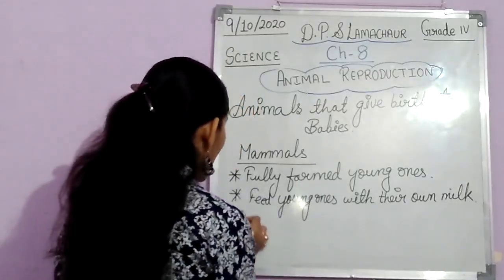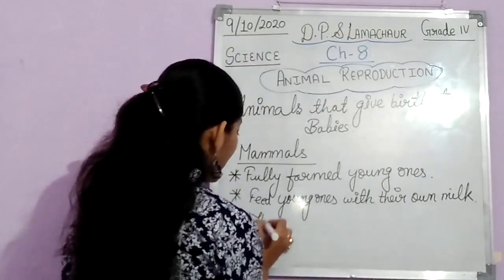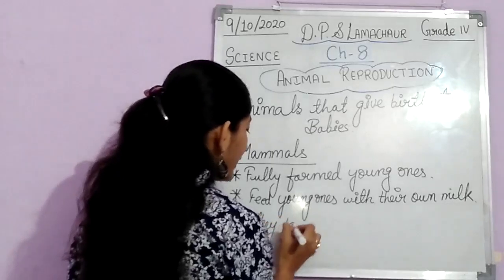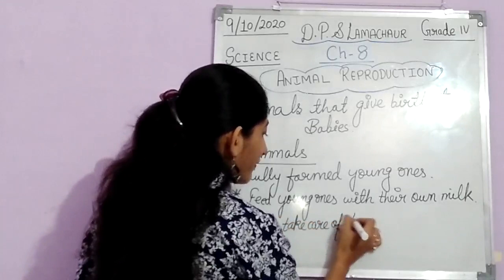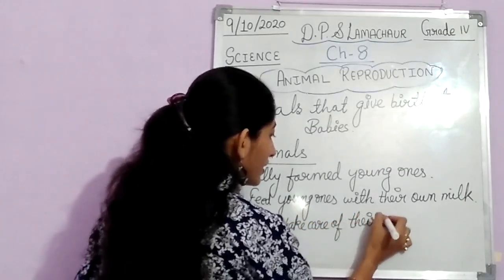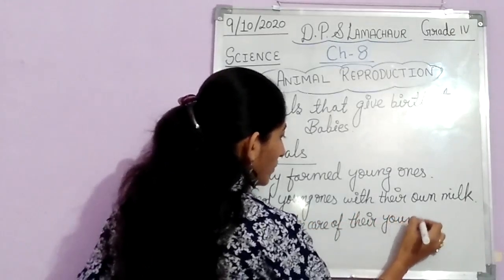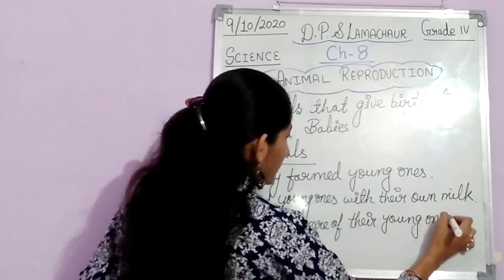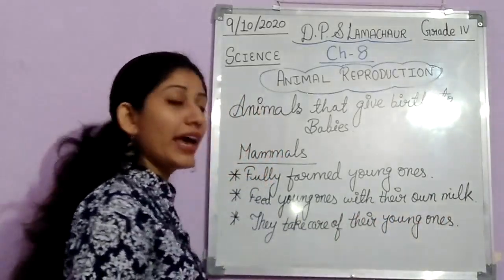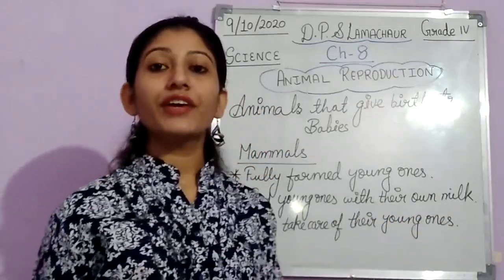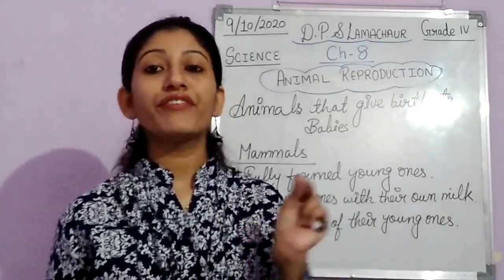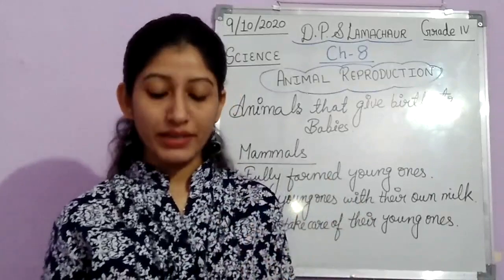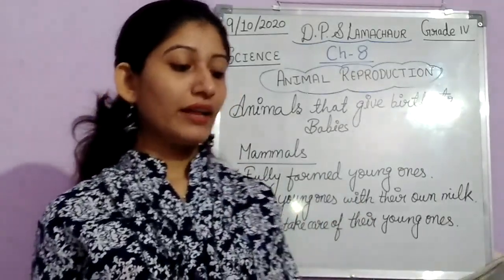तो इसको simply हम ये कह सकते हैं कि they take care of their young ones. Okay. So here we have written three important features related to mammals. We will discuss them again. First, see what other thing is given here.